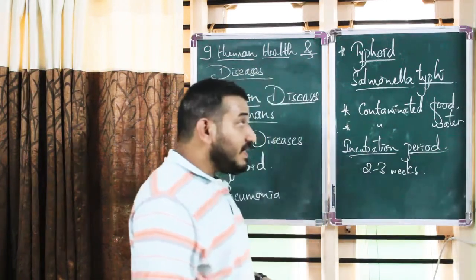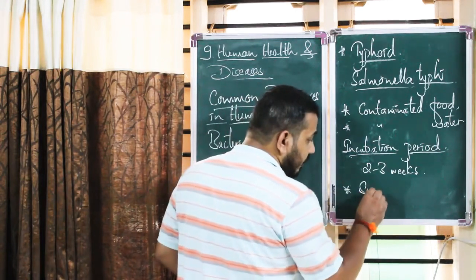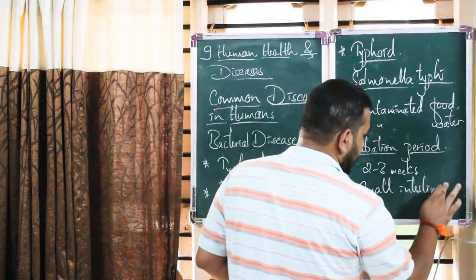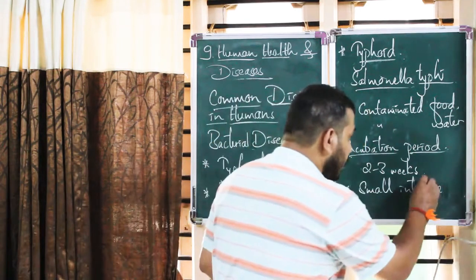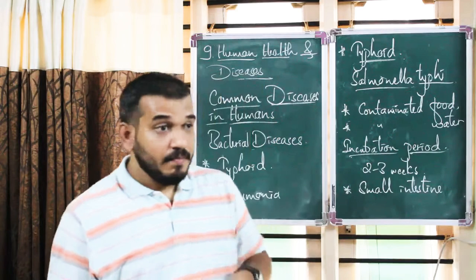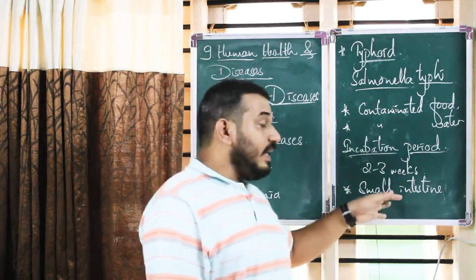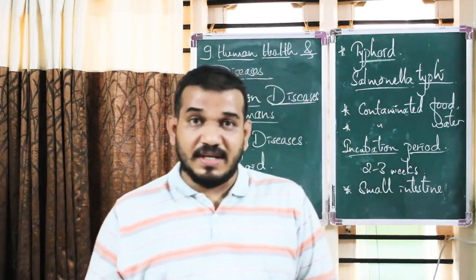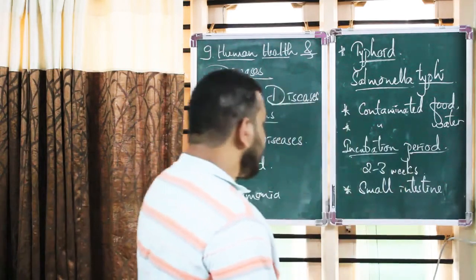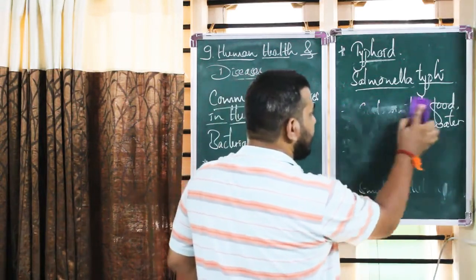Now once this Salmonella typhi enters our body, it reaches the small intestine and starts to grow there, and from there through blood it goes to different parts of the body. So here the Salmonella typhi, through contaminated food or water, enters our small intestine, and from the small intestine it goes to different parts of the body through blood. So what are the symptoms of this disease? If a person is suffering from typhoid, what are the symptoms that we see? Let's study one by one.